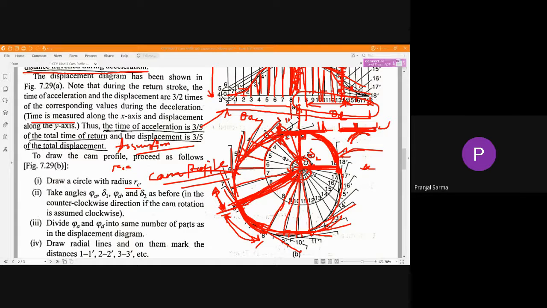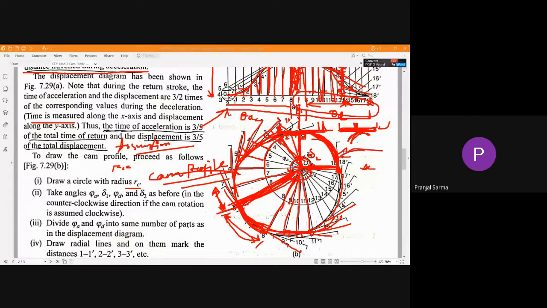So this is how we draw the cam profile for this kind of follower. Here the interesting point was that this is a mushroom type of follower, and the next thing was the return stroke. We have seen that it is also possible that 50% of the stroke was with uniform acceleration and the rest 50% was with uniform deceleration. But in this question, we have seen that this condition may vary. It's not a universal condition. So that's for today.